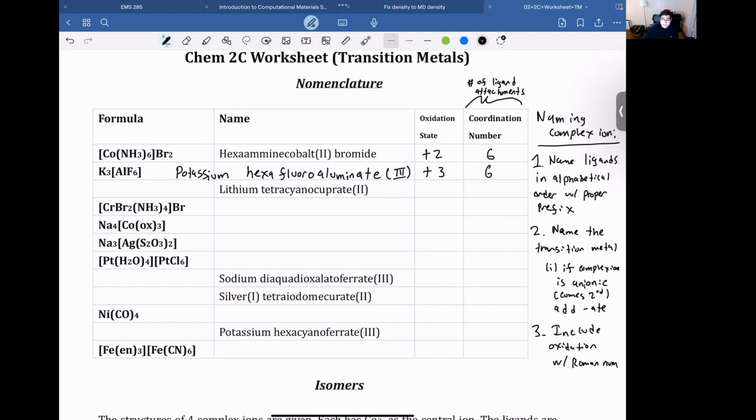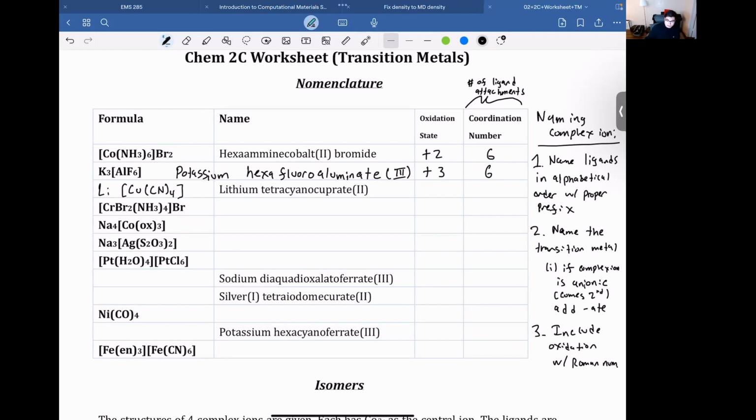Moving on, we have lithium. So we're given the name lithium tetracyanocuprate(II). So we have lithium, then the complex ion. Start with your transition metal in the brackets. Then we have the different ligands. So we have 4 cyano groups.